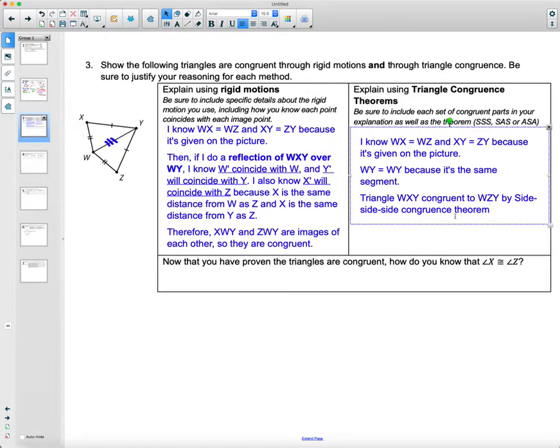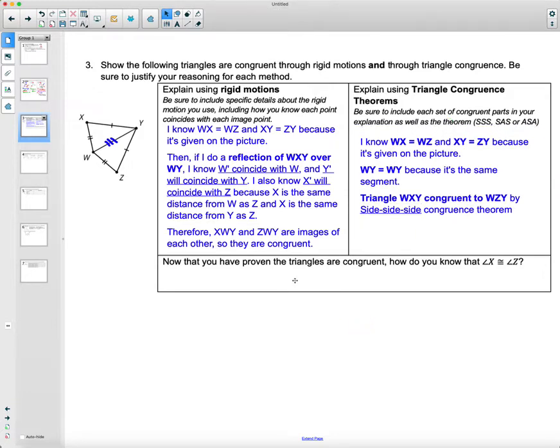So you got all the information in there to use side, side, side. You saw all three sets of sides were equal. You put them in your proof with a justification. And then you said which triangles were congruent and why. So then you were able to say this and use side, side, side. Again, this side, side, side you had in your proof.